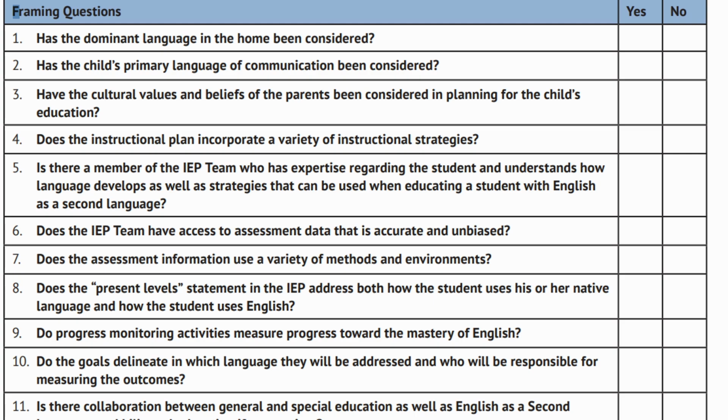Does the present level statement in the IEP address both how the student uses his, her, their native language, and how the student uses English? Do progress monitoring activities measure progress toward the mastery of English? Do goals delineate in which language they will be addressed, and who will be responsible for measuring outcomes? Is there collaboration between the general and special education as well as English as a second language or bilingual educator?